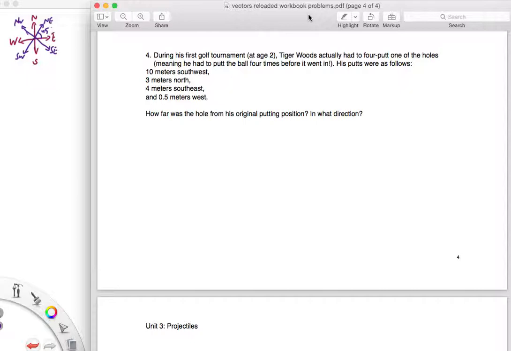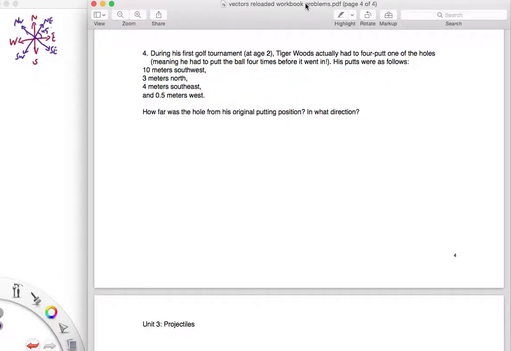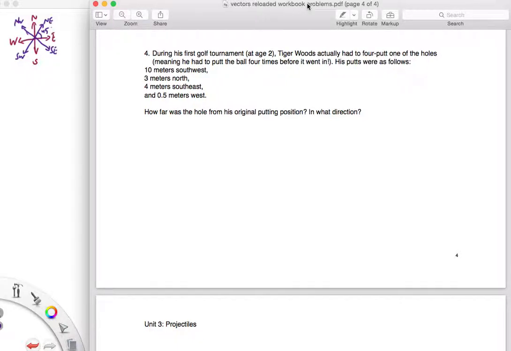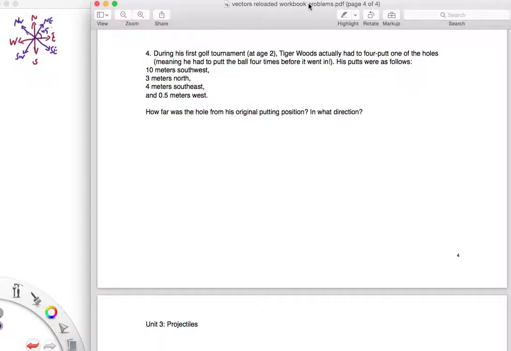So what we're going to do right now is break down each one of those putts in terms of its X component and Y component, and then we're going to add all those X's together and all the Y's together. And then finally, we're going to use the Pythagorean theorem to figure out the final vector, all of those putts added together, and the angle from where he started. So again, we're adding up all the X's and all the Y's of all those different putts to figure out where he started from and where he ended up with the ball.